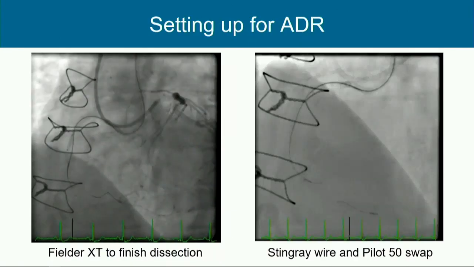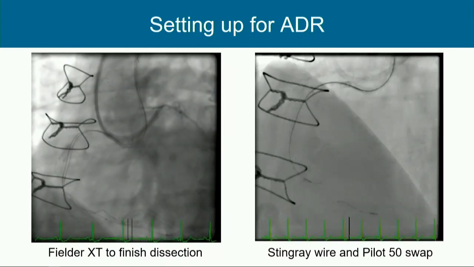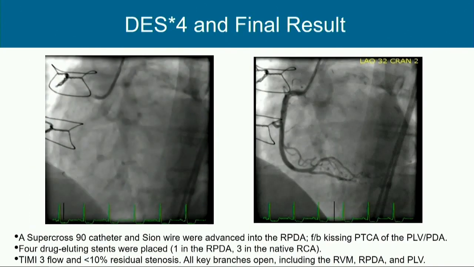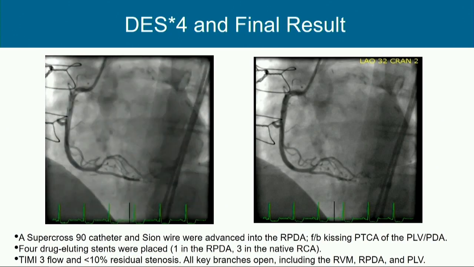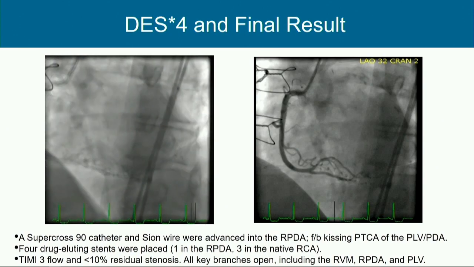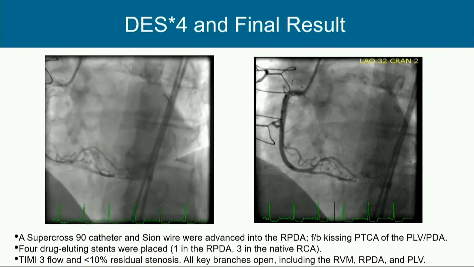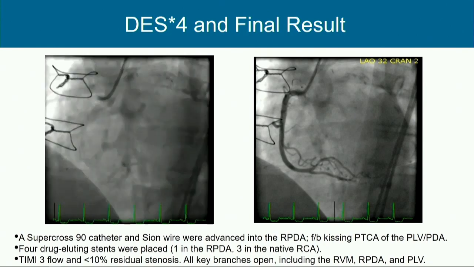This set up an antegrade dissection reentry approach that ultimately was successful with a stick and swap and led to multiple stents placed in a good result. So converting a potentially high-risk retrograde case into an antegrade dissection reentry case was a useful application.